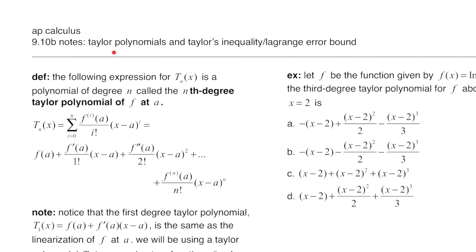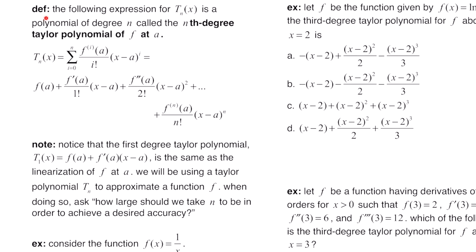In this lesson, we're going to cover Taylor polynomials and Taylor's inequality, also referred to as the Lagrange error bound. First, we have a definition. It says the following expression for T sub n of x is a polynomial of degree n called the nth degree Taylor polynomial of f at a.